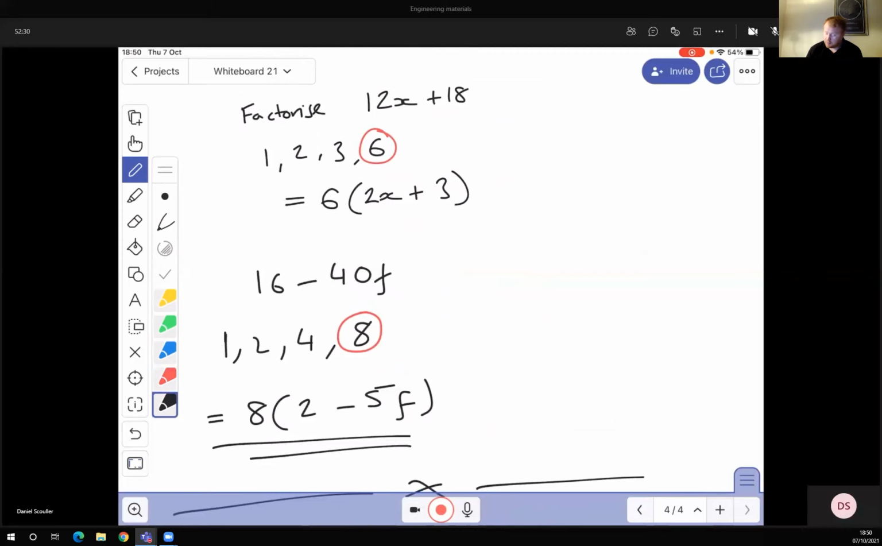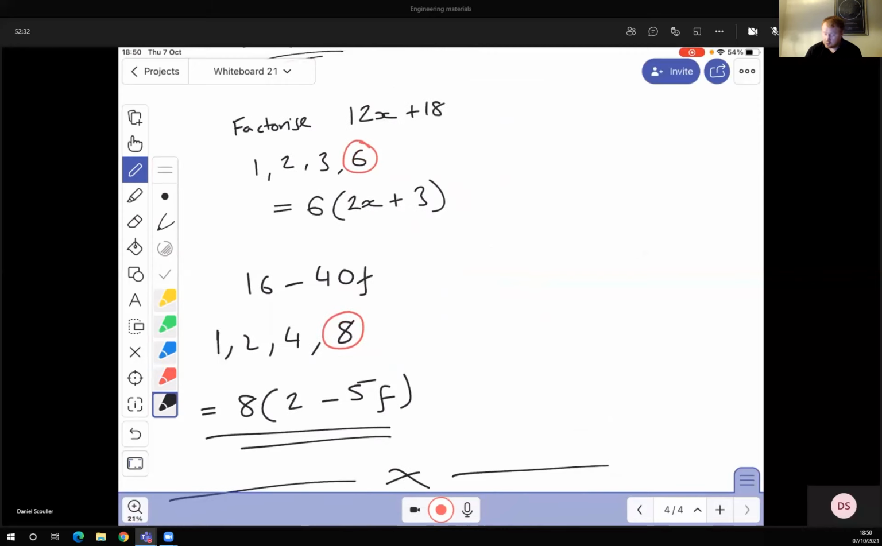Okay, so if you picked the number 4 there, which is easily done, you're absolutely right. 4 goes into both of them, so that is a common factor. So let's write that equation out. If you pick the number 4, you would have 4 on the outside, you would have 4 there, and you'd be minus 10f. Now what you would see is this term can be simplified further.